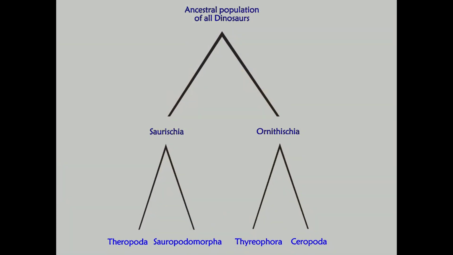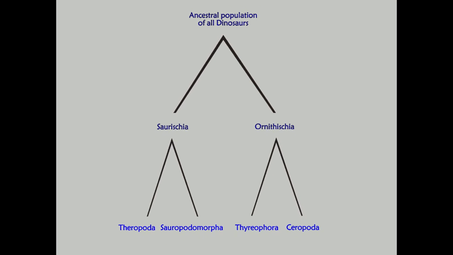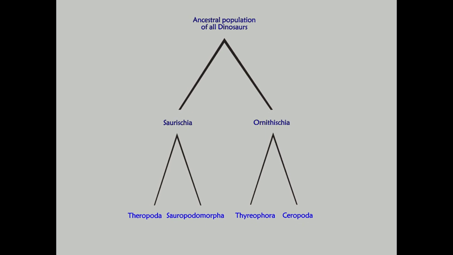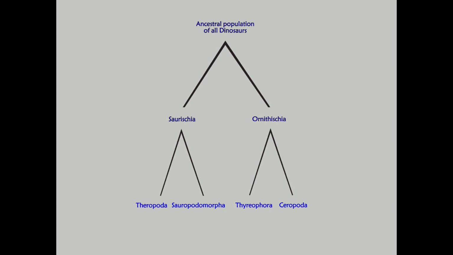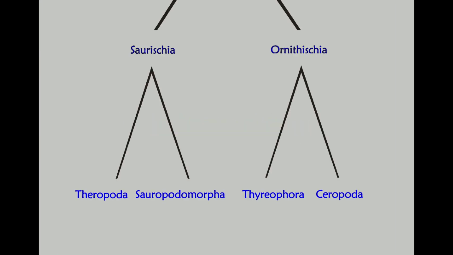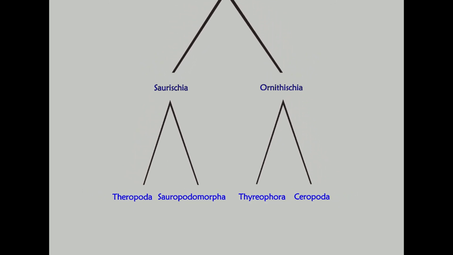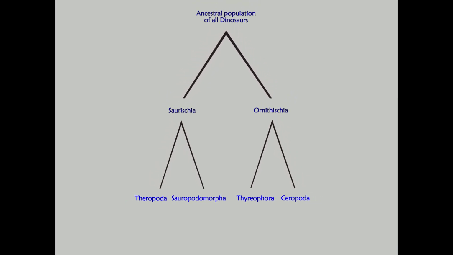Dinosaur buffs have no problem with these names, and in fact will probably be incensed at my simplification of the matter. But for the purposes of this video, it's enough to grasp the idea that all known dinosaurs fall into one of four groups, and that these four groups, Theropoda, Sauropodomorpha, Thyreophora, and Sauropoda, can themselves be resolved into the two groups Saurischia, lizard-hipped, and Ornithischia, bird-hipped dinosaurs.